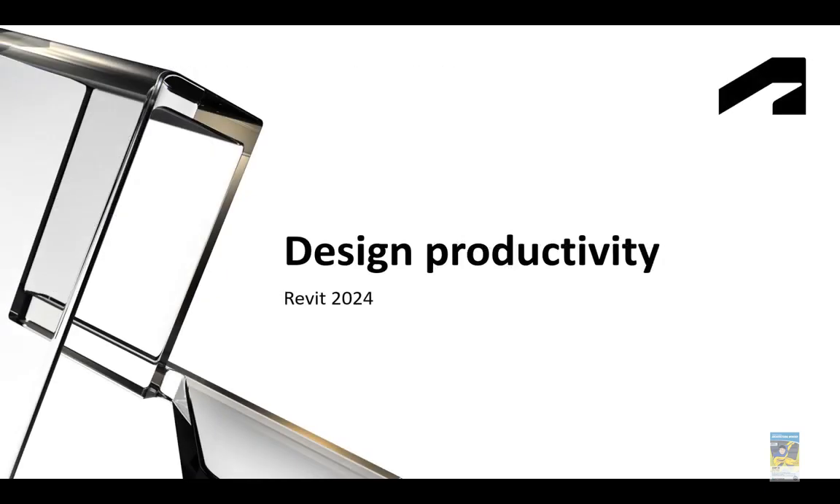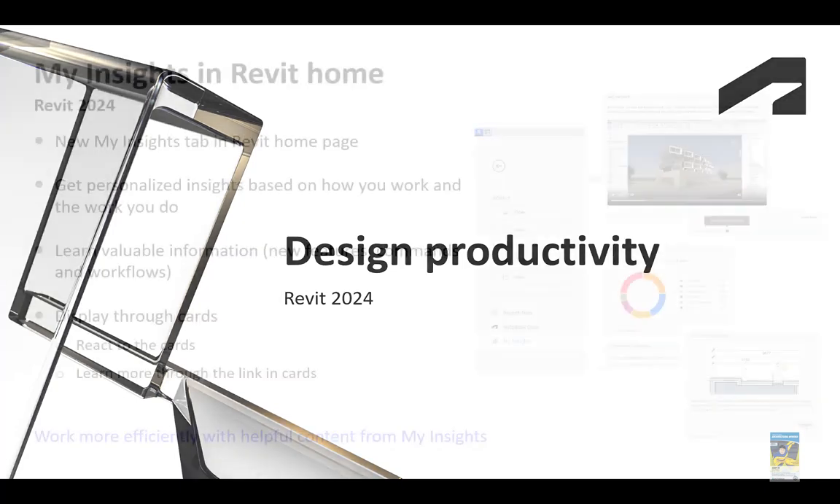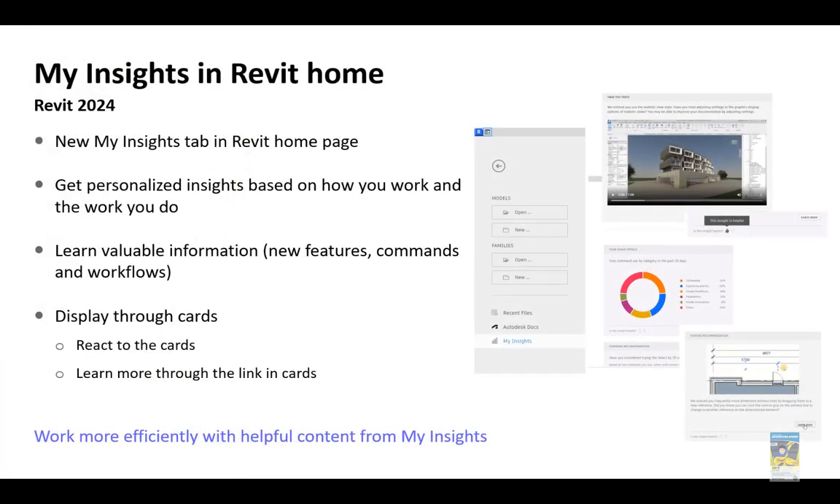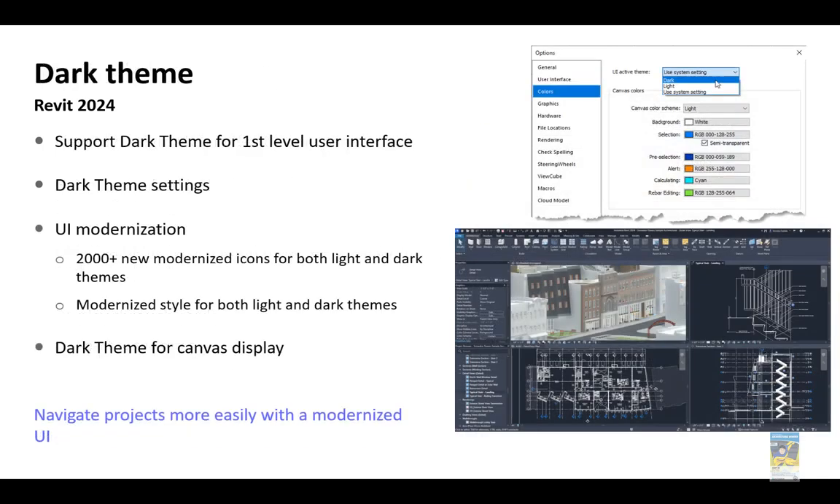Let's get into the design productivity portion. We now have My Insights for your Revit home. This will help you with understanding how you're using the software, and it will help and suggest how to do things more efficiently. We now have dark theme functionality in 2024 Revit. You can choose between dark, light, and use system settings.